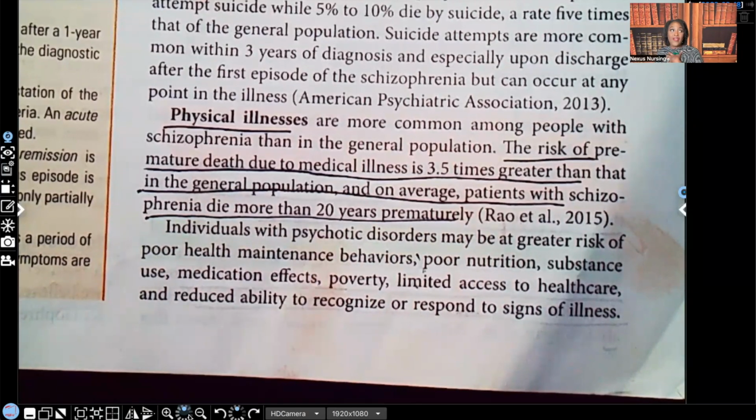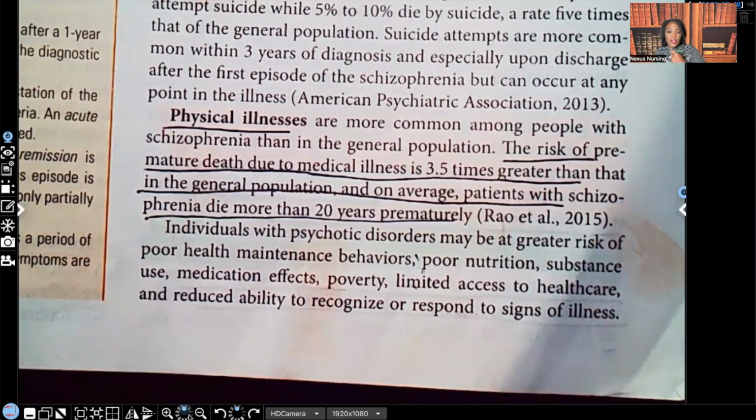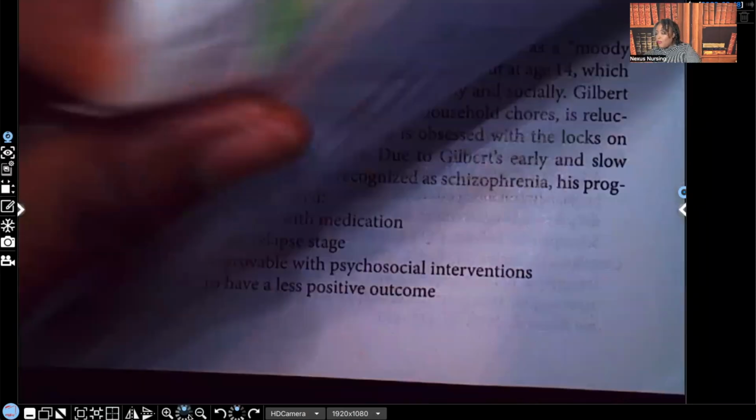And guys, I haven't even looked at the scientific research behind this, but one thing I do know with patients with schizophrenia is they're not very trusting, including doctors and healthcare professionals. So it's not like they're going in to get themselves checked. It's not like they're taking their medications. So they let things go. And when you let things go physically, you get sick and you don't address it. So I'm sure that has to do with them dying 20 years prematurely, and with medical illness 3.5 times greater, because they're not getting things checked up. Because one of the things with schizophrenia is they tend to be very distrustful and very paranoid of everyone.